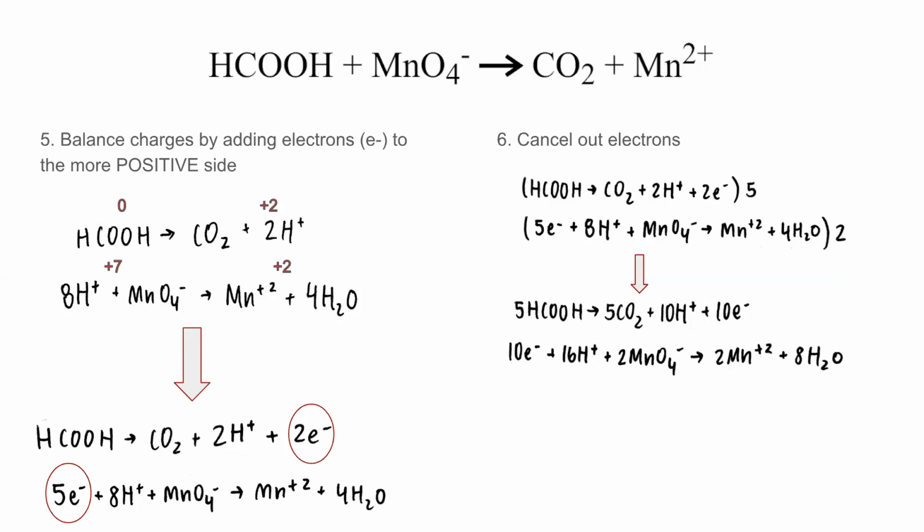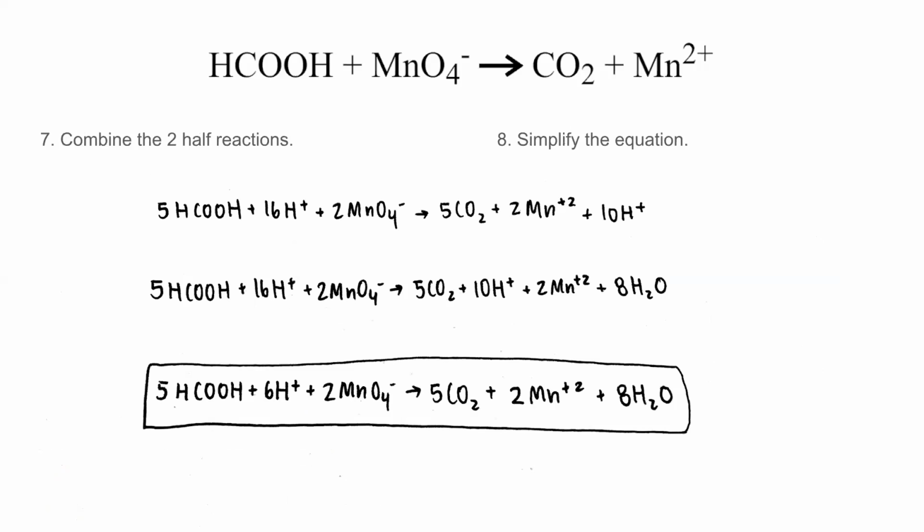Anytime you balance electrons like this is where people make a mistake. They only multiply the electron and they don't multiply the rest of the reaction. So you have to make sure that you bracket the entire reaction and then multiply it by the multiple that you need to balance out electrons. And after we balance out all the electrons, we now just combine the 2 half reactions together.